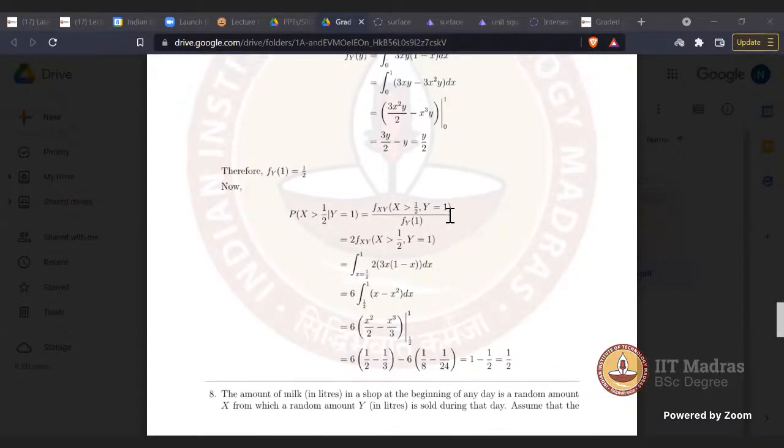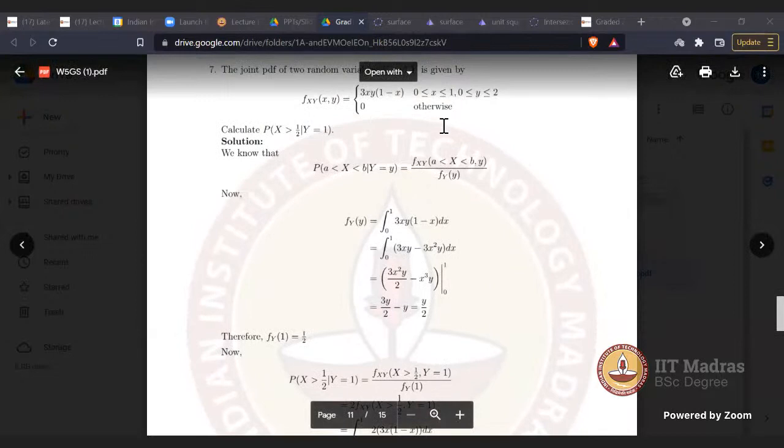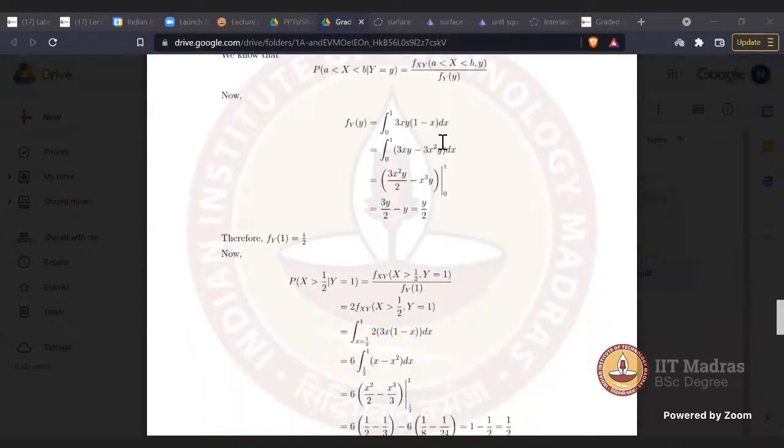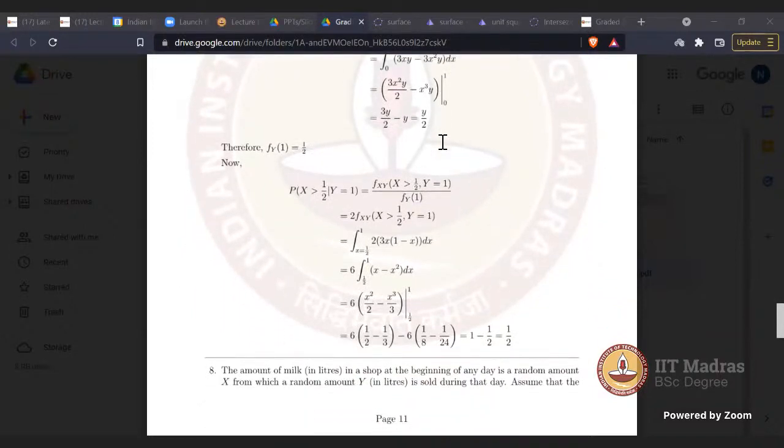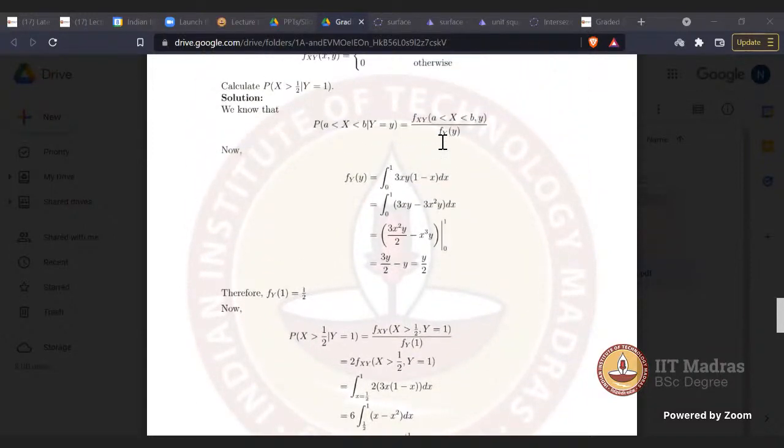And how is this x varying? You have to find the probability for x greater than 1/2, and x is lying between 0 and 1. So the upper limit and the lower limit are going to be 1/2 and 1. There is nothing more in this. Can you tell me in what portion you have doubt?